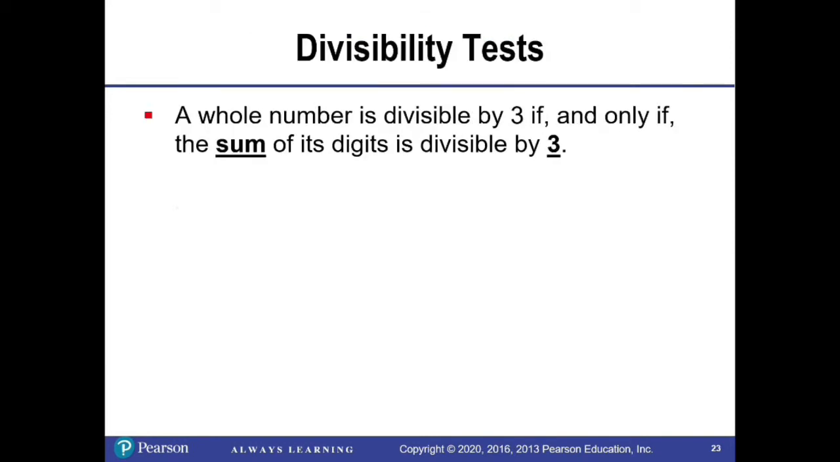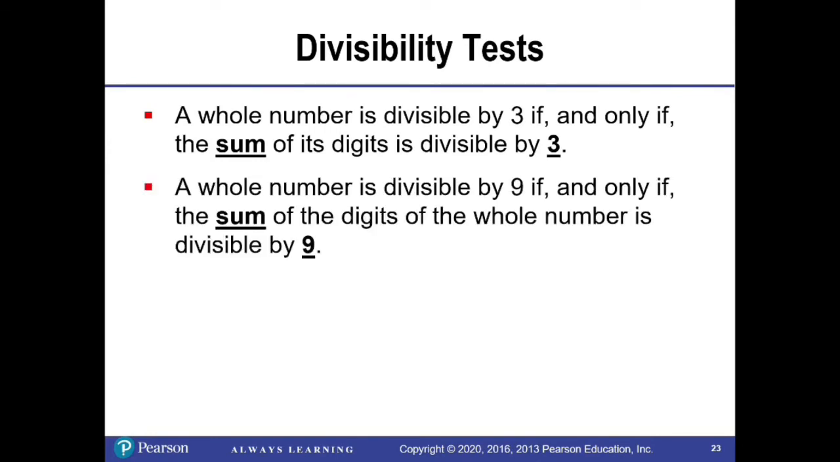That brings us to our test for 3 and our test for 9. Our test for 3 is a whole number is divisible by 3 if and only if the sum of the digits is divisible by 3. Our test for 9 is very similar. A whole number is divisible by 9 if and only if the sum of the digits is divisible by 9. So let's look at some examples.